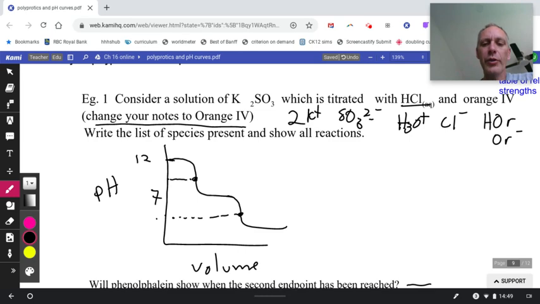And then we have this orange 4. So where would the orange 4 change color on this pH curve? If we don't know these pH values, how could we figure that out? Would orange 4 change color on the first equivalence point or the second one? Okay, well, let's go look this thing up. SO3 2 minus.